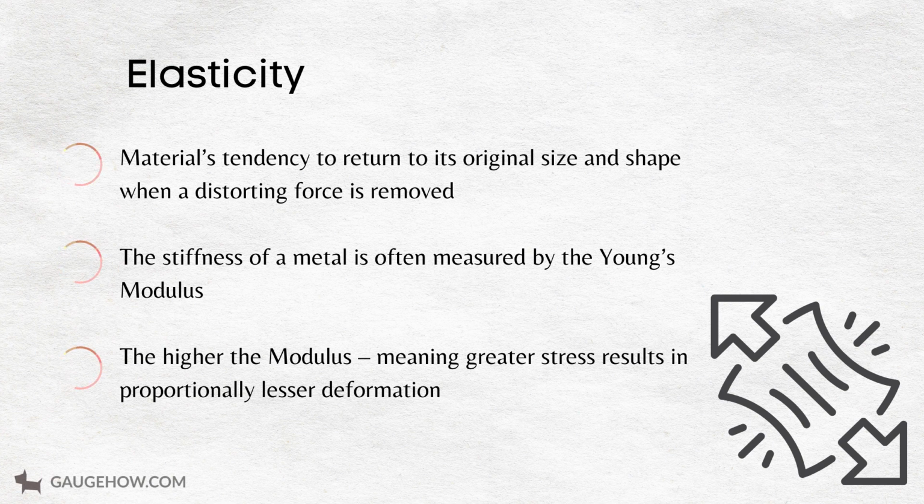The stiffness of a metal is often measured by the Young's modulus, which compares the relationship between stress, the force applied, and the strain, the resulting deformation. The higher the modulus, meaning greater stress results in proportionally lesser deformation, the stiffer the material. Glass would be an example of a stiff, high modulus material, whereas rubber would be a material that exhibits low stiffness, low modulus.